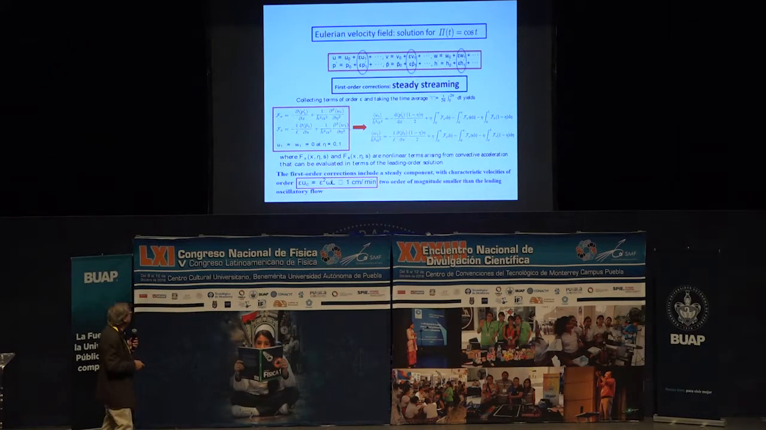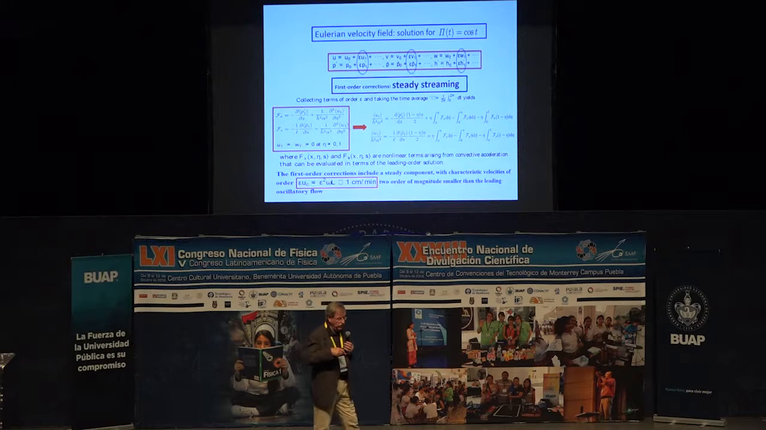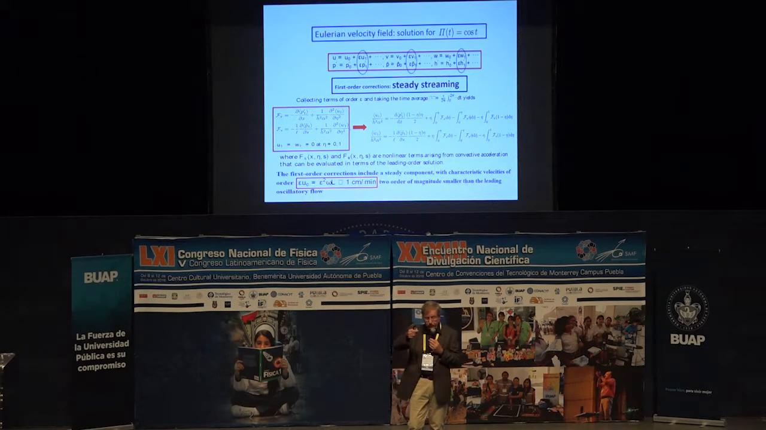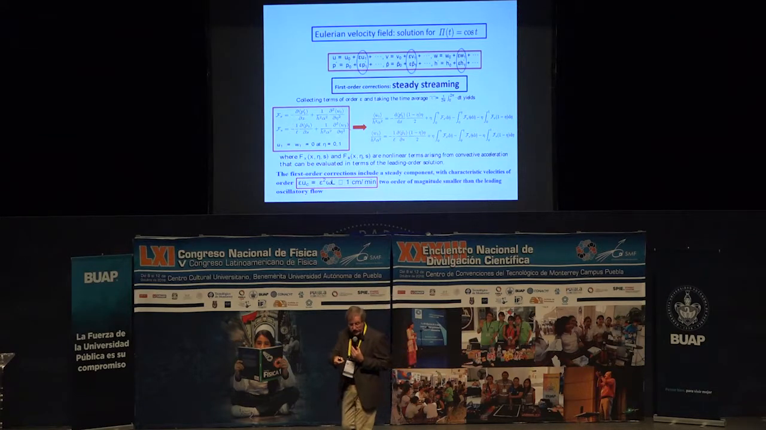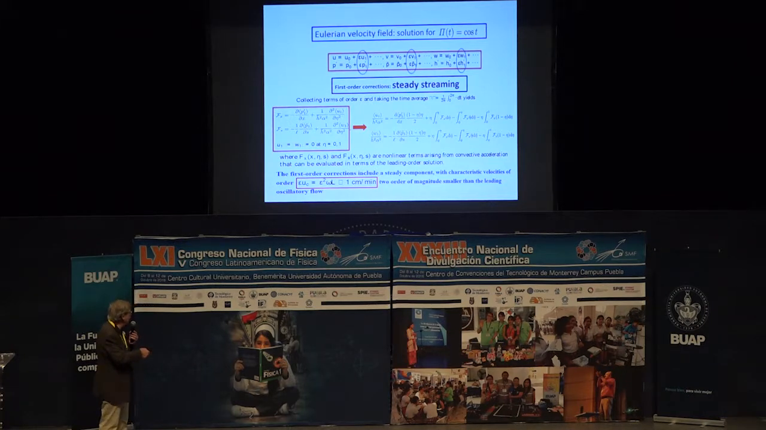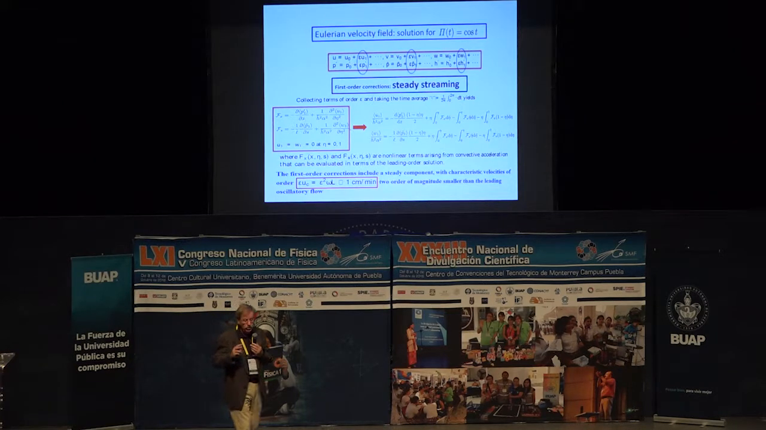Now, if we look for the next order solution, the first order solution, we collect terms of order epsilon, take the average over one period, and then what we obtain is what is called the steady streaming component. Essentially, it is the contribution of this small nonlinear term that makes it so that after a fluctuation, the particle actually doesn't return to the original point, but there is what we call a steady streaming component that gives this component of velocity, and when you do the analysis, you see that that velocity is of the order of 1 centimeter per minute, as opposed to 1 centimeter per second. So 2 orders of magnitude slower.